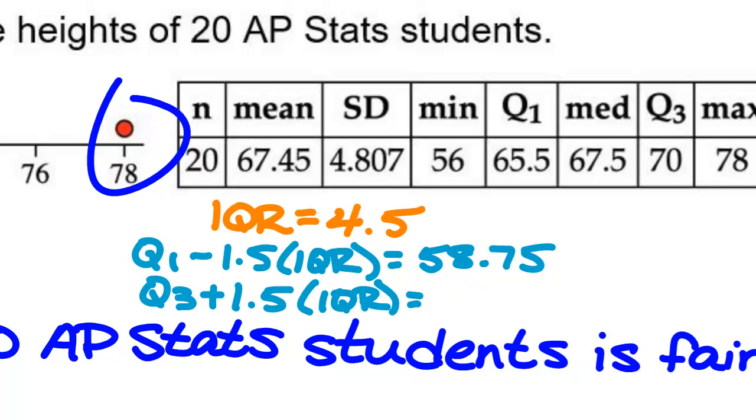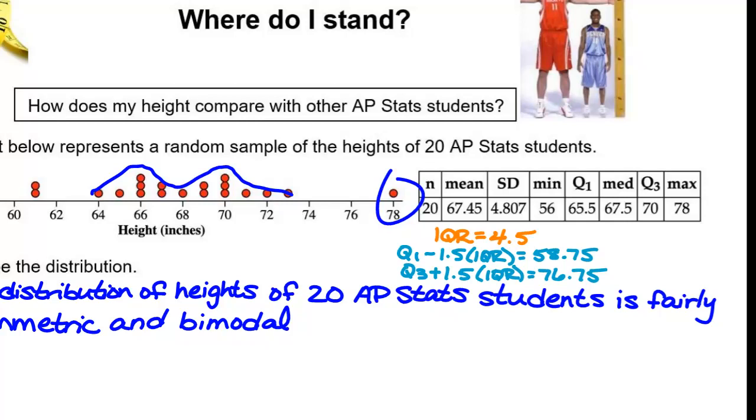Okay, like I said, I probably typed it into my calculator wrong. No problem. 76.75. Oh, yep. I had 1.2. I slipped and hit the 2 instead of the 1.5. All right. So are the 56 and the 78 actually outliers?